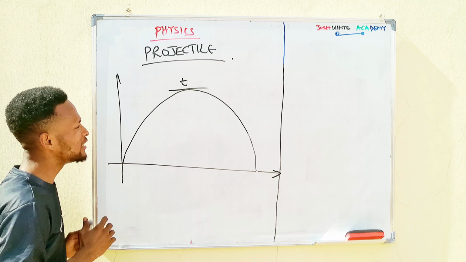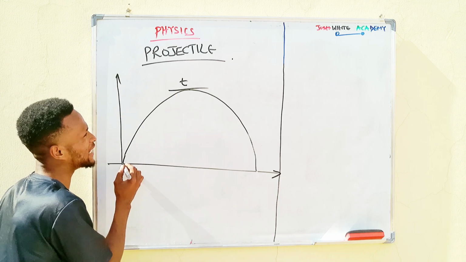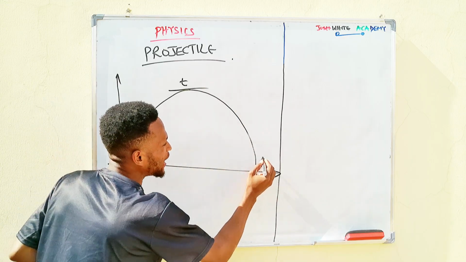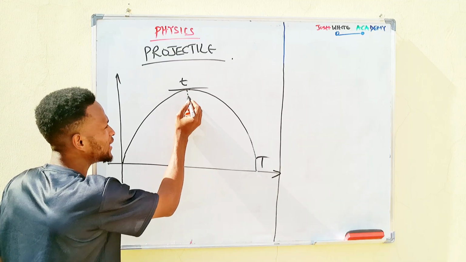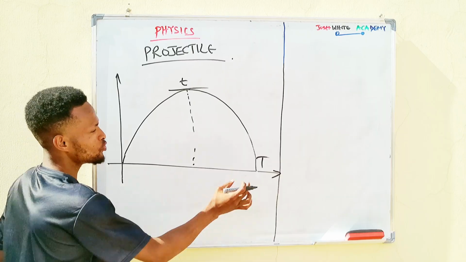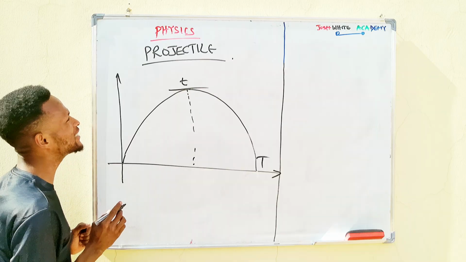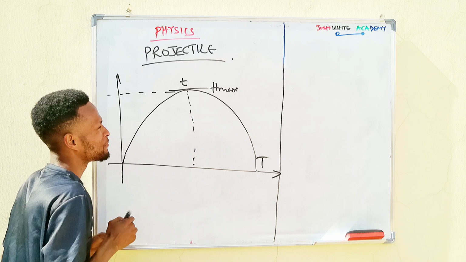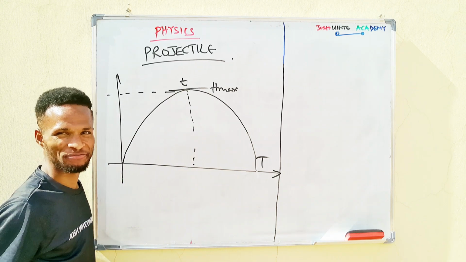Secondly, we have the time of flight for the projectile to leave the ground to the maximum height and back to the ground. It is capital T. It is times 2 of the small t, because the small t is around the center of the parabolic path. So capital T is times 2 of small t. And thirdly, we have the maximum height. This is our maximum height. The maximum height the projectile reached before returning back to the earth.